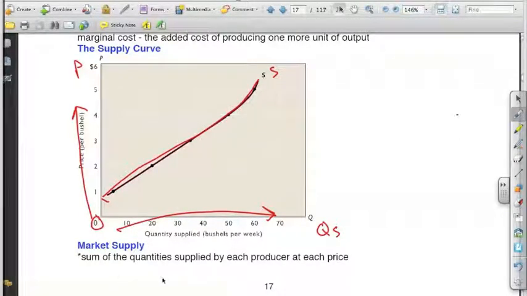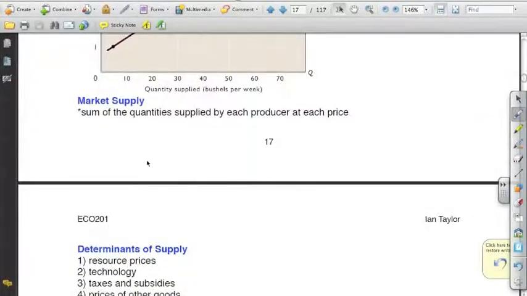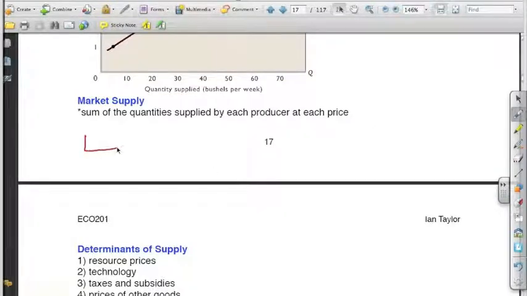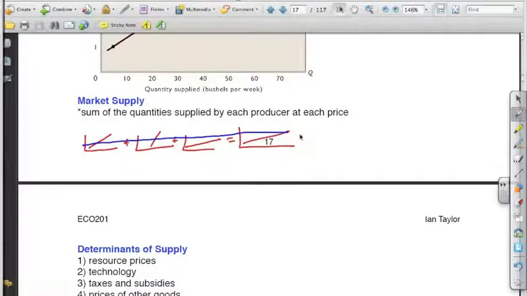To find the market supply, it's the same as finding the market demand. We find the sum of each individual supplier. Say this is supply 1, the first supplier, second supplier, third supplier. We add them all up to get our market supply. Here we have the same price for all of them. Come down, so we get the quantity supplied for the first one, the second one, and the third one. To find our market supply, it's equal to the quantity supplied of the first plus the quantity supplied of the second plus the quantity supplied of the third. We're just adding all of these up.